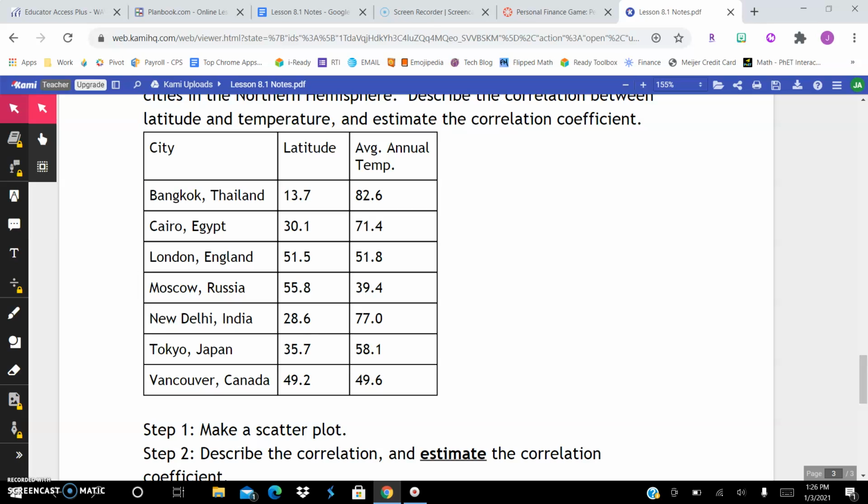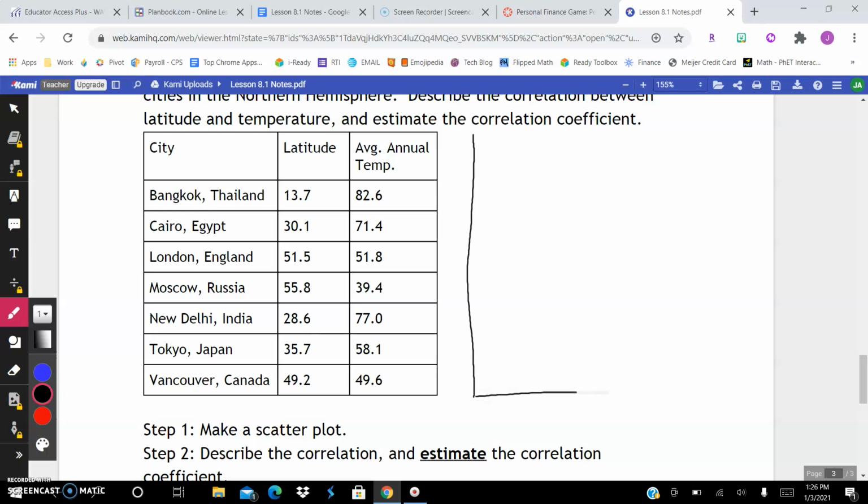So I'm going to make the graph over here so we can see. We have latitude first. And as you can see, these are all decimals to the nearest tenth. So we're going to have a real tough time graphing this accurately, but we'll try to get it as close as possible. And then the y's are going to be the temperature. Looking at the latitude, the smallest is 13.7, and we have to go up to 55.